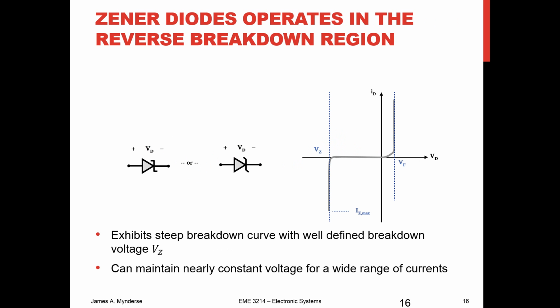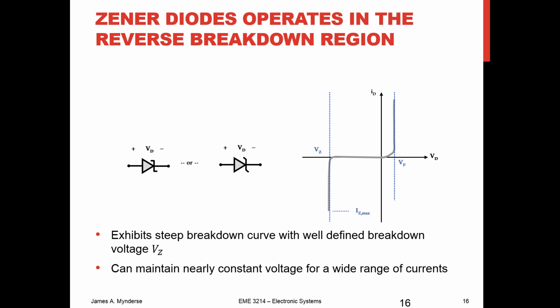Now, Zener diodes are a little different. They're a special type of diode that likes to operate in that reverse breakdown region. So instead of operating in the forward bias region, we'll operate in the reverse breakdown region, and it'll take advantage of a really steep and really consistent reverse breakdown.